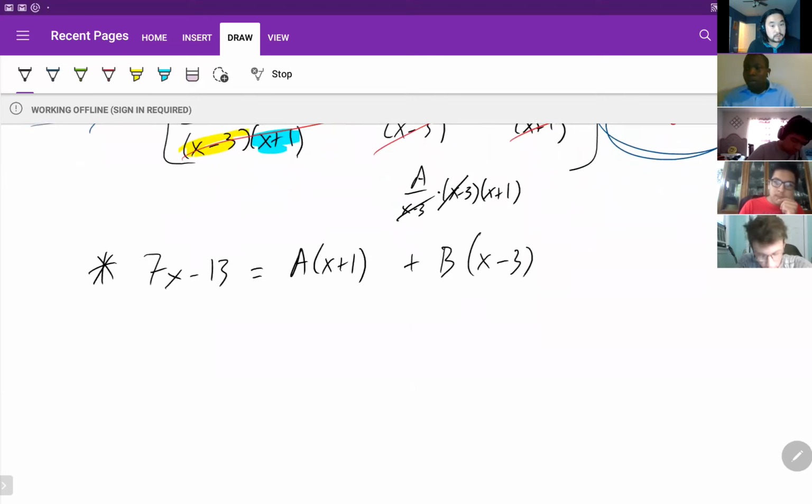I still have two unknowns, right? I have an A and a B that I want to solve for.